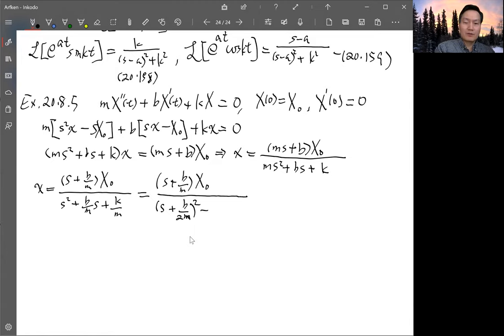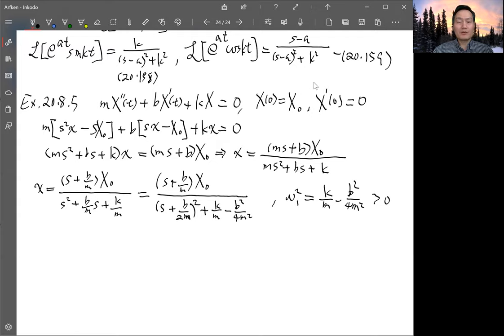So k over m minus b squared over 4m squared. Okay, so this is defined as omega 1 squared. You can define omega 1 squared as k over m minus b squared over 4m squared. Of course, we assume this is positive, right? Otherwise, it's not a square, this would be an imaginary number. So that is another situation. But assuming this is greater than zero, then this form will be similar to this one and that one.